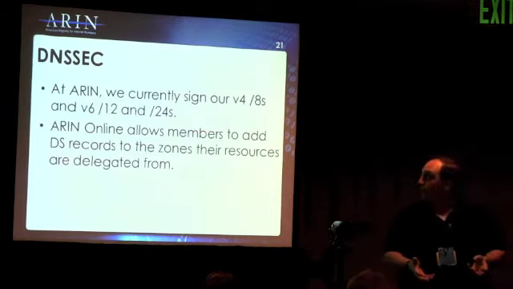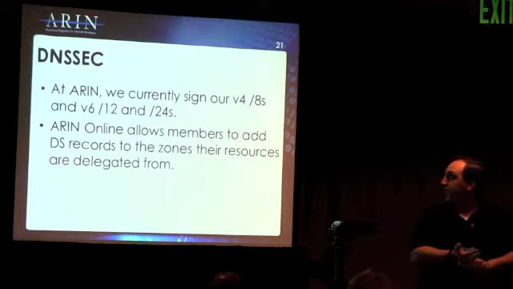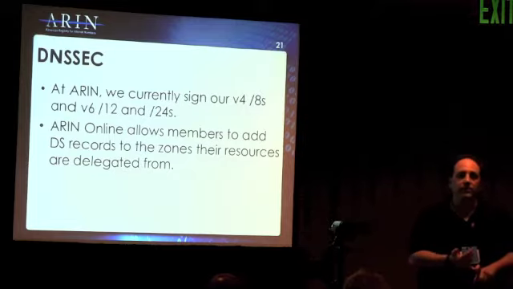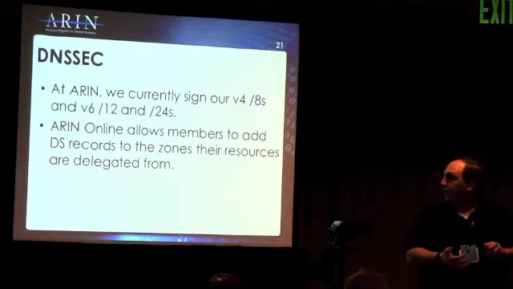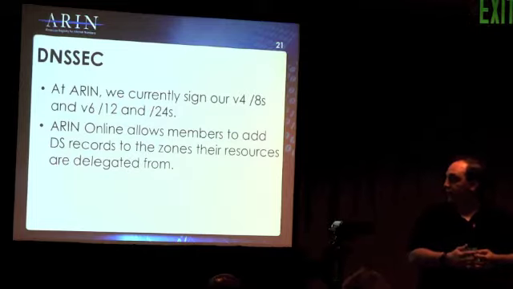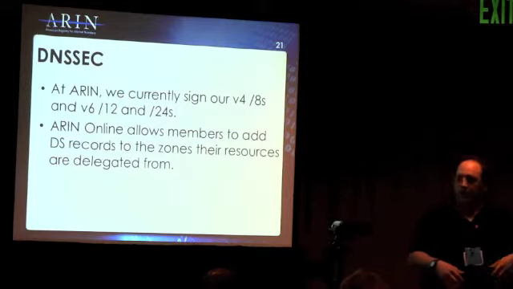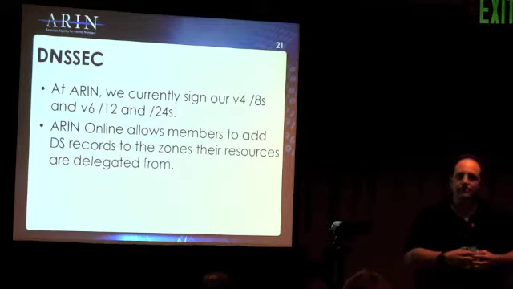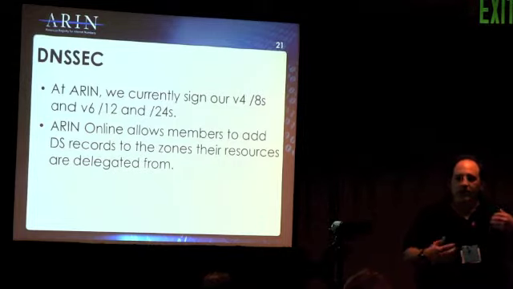At ARIN, we currently sign our v4 /8s and our v6 /12 and our /24s. The ARIN online interface that our members have access to allows you to update your DS records and put them in the parent zone, whatever that might be based on your IP resource, along with your NS records.